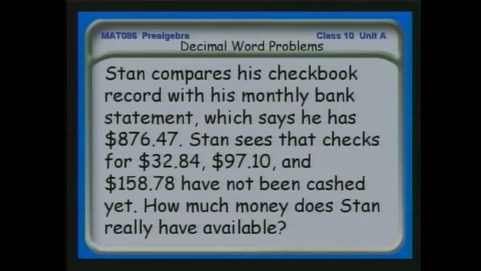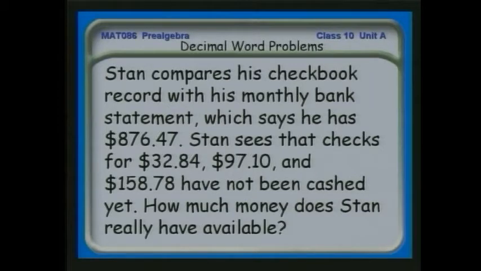Stan compares his checkbook record with his monthly bank statement, which says he has $876.47. But he sees, by looking at his statement, that checks for $32.84, $97.10, and $158.78 haven't been cashed yet. And so we'd like to know how much money Stan really has available.